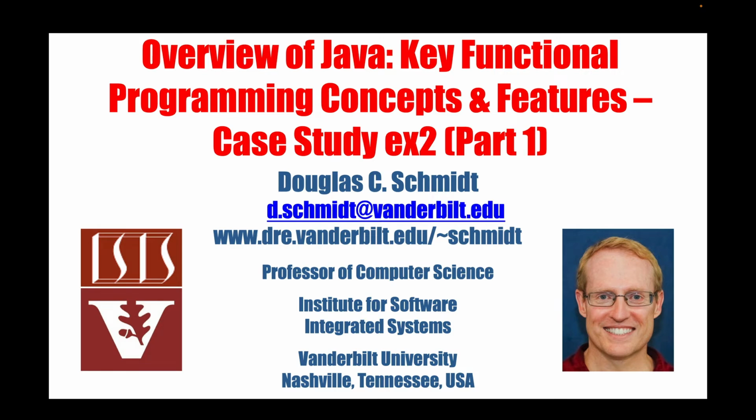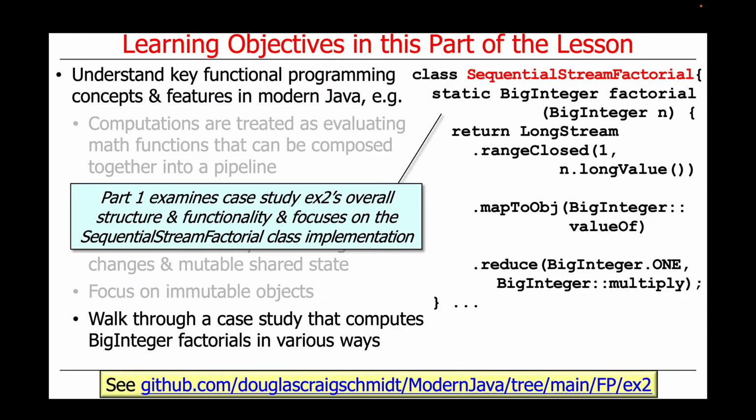Now that we've covered the key functional programming concepts and features found in modern Java, including function composition, avoiding side effects, and immutable objects, it's time to put all the pieces together in the context of case study ex2. Part 1 of this case study examines ex2's overall structure and functionality, focusing in on the SequentialStreamFactorial class implementation.